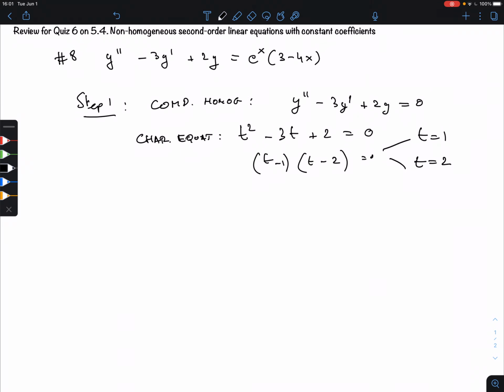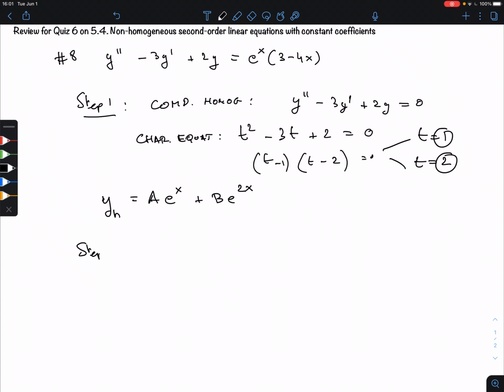So that's step 1. Now we can write a homogeneous solution. There's nothing to calculate, it's just a formula. These roots become the coefficients of x in the power of the exponential. So we have a e^x, that's the root 1 that I use, and then b e^(2x), that's the root 2 that I use. Okay, that's where we are.